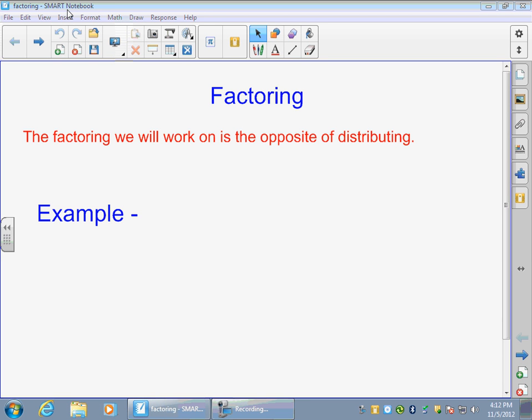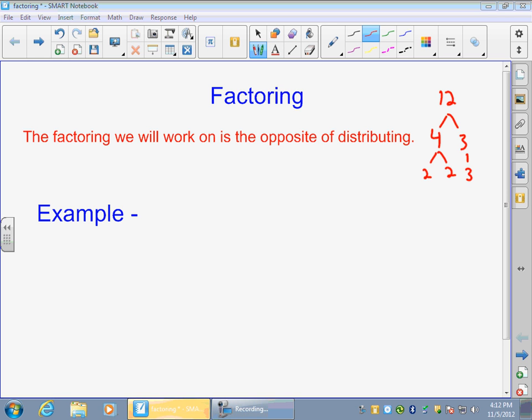Okay, today we're going to be talking about factoring. We've been doing a lot of work on distributing, and there are a lot of different kinds of factoring. You guys have already done things like find the greatest common factor or do prime factorization, where you take something like 12 and you break it down into what can multiply to give me 12, and I keep going until I only have prime numbers. That's factoring, prime factorization.